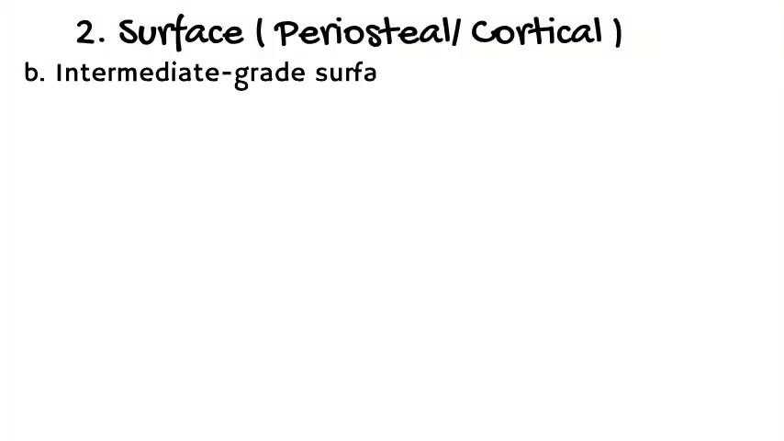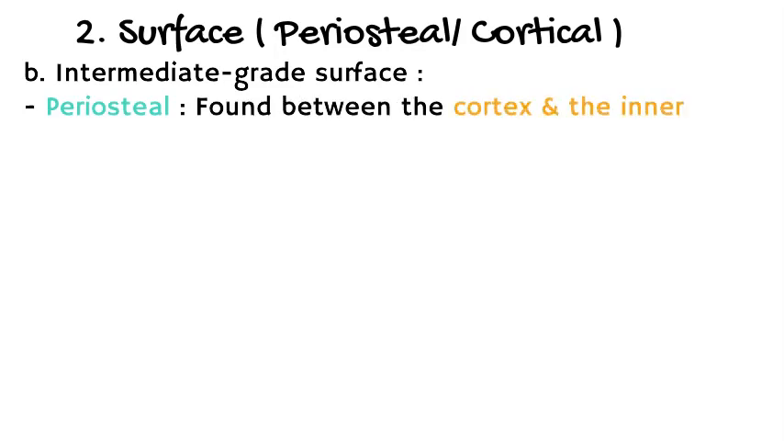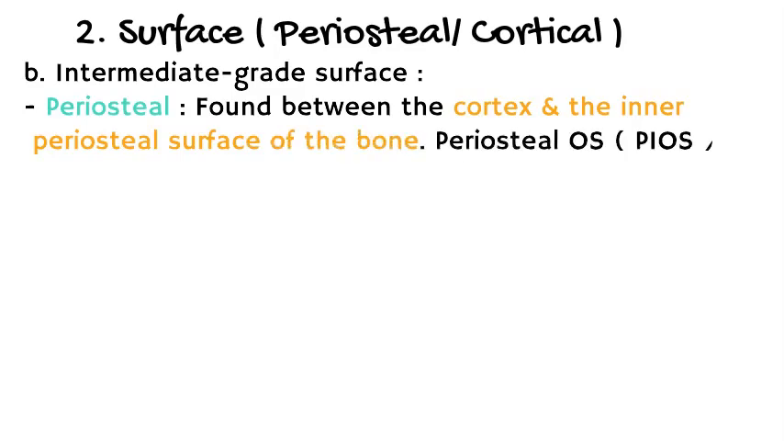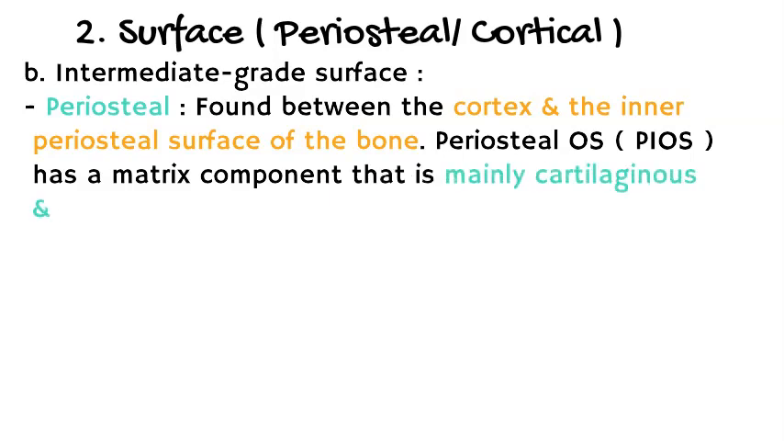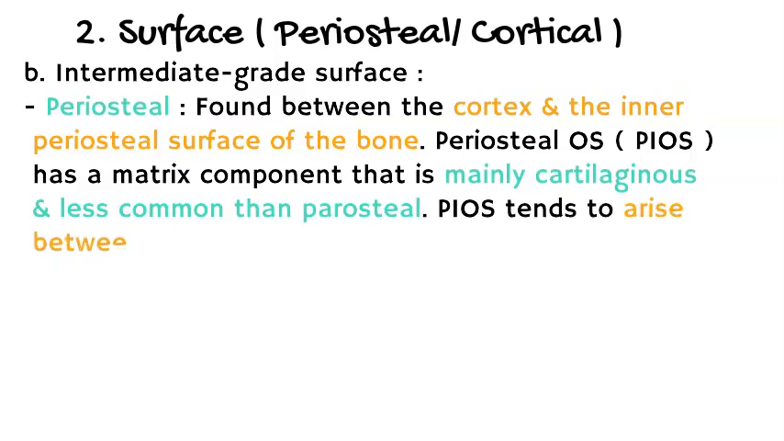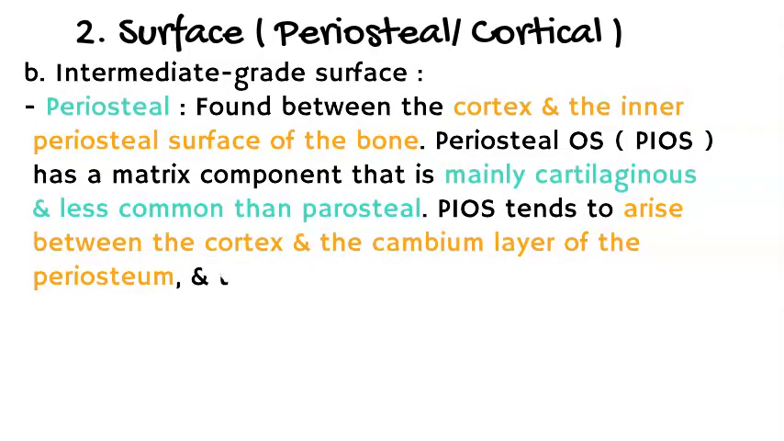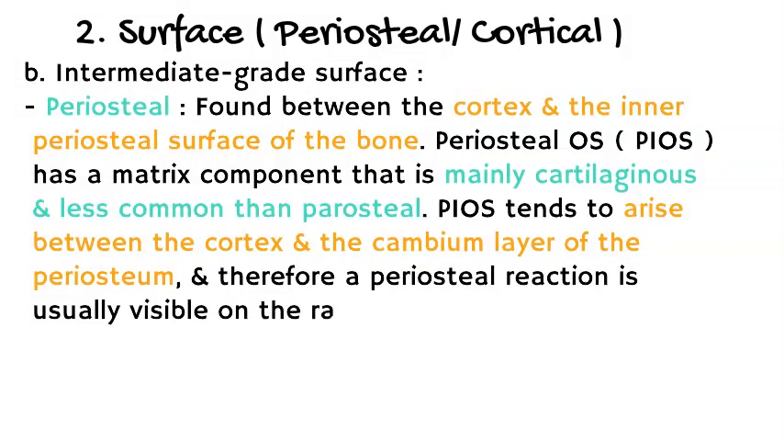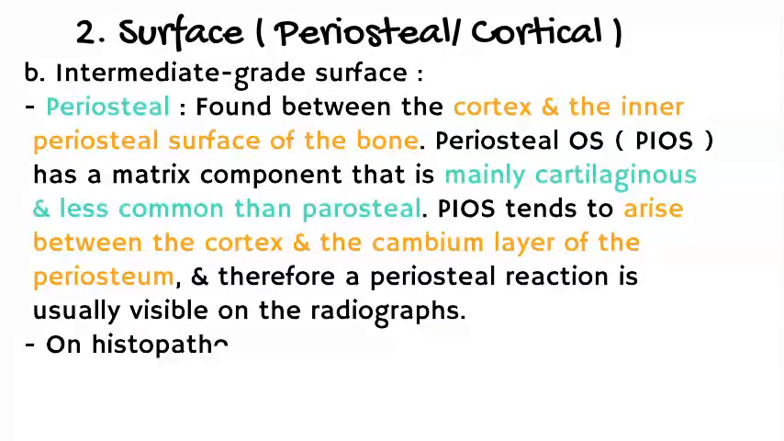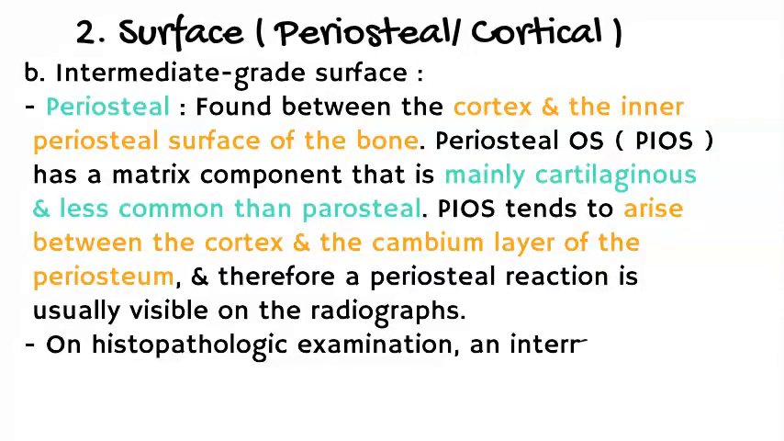B, intermediate grade surface, periosteal. Found between the cortex and the inner periosteal surface of the bone. Periosteal osteosarcoma, PIOS, has a matrix component that is mainly cartilaginous and is less common than parosteal. PIOS tends to arise between the cortex and the cambium layer of the periosteum, and therefore a periosteal reaction is usually visible on the radiograph.